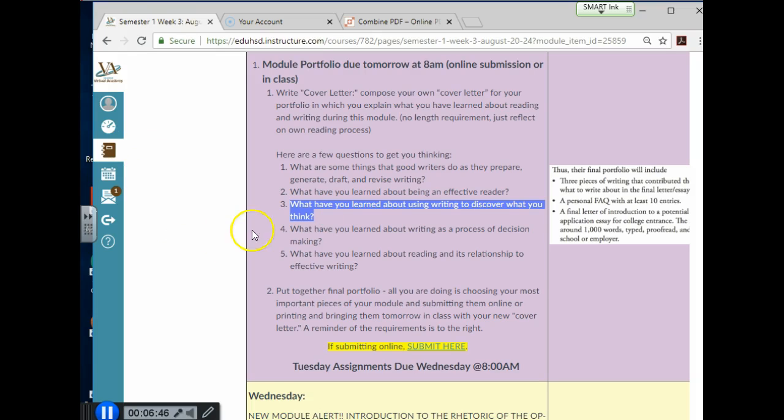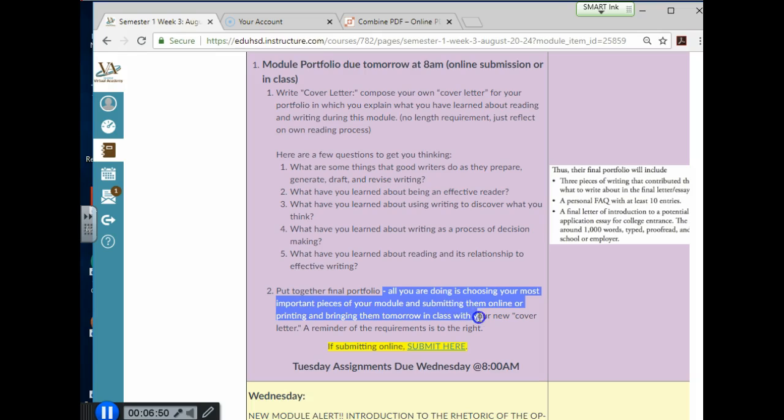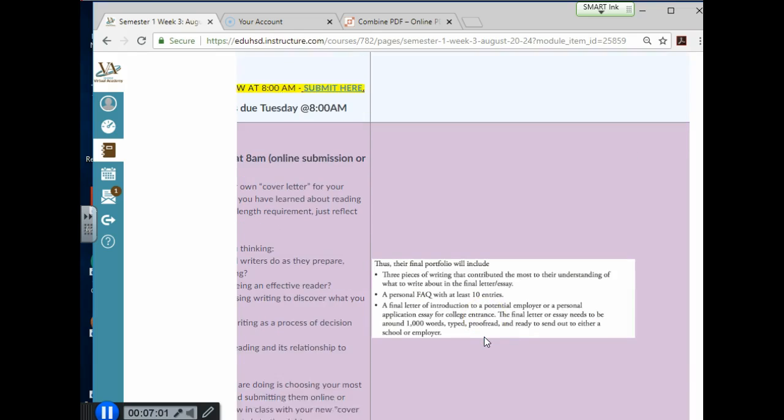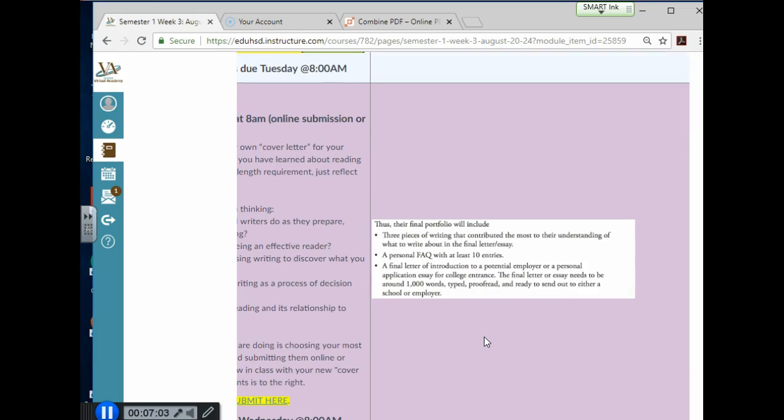So this is that portfolio, remember? All you are doing is choosing your most important pieces of your module and submitting them online or printing and bringing them tomorrow in class with your new cover letter. And to be clear, the 3 pieces of writing are just like our writing assignments we had earlier, right? Yes, so one of them right here is your personal FAQ. It says 3 pieces, including these 2. So one is your FAQ, which you've already done. So you're just printing it out, and we're collecting it and putting it in a portfolio, and then we'll look at it later.